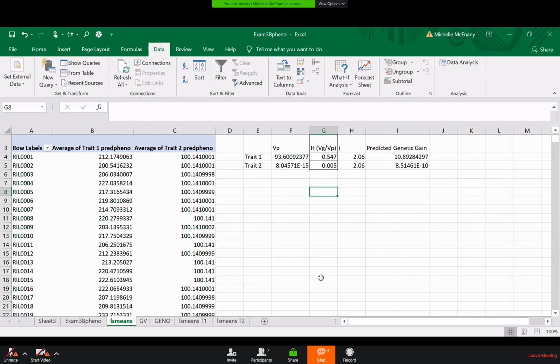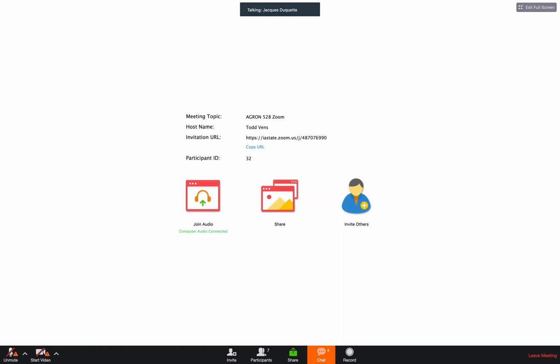I'm okay with changing this over and creating a whole new file so that I can work in, because I've got the file with the trait 1 LS means and the trait 2 LS means, and then all the NAs are in there and all that stuff. And we don't want that, right? At least that's not what you guys are talking about.